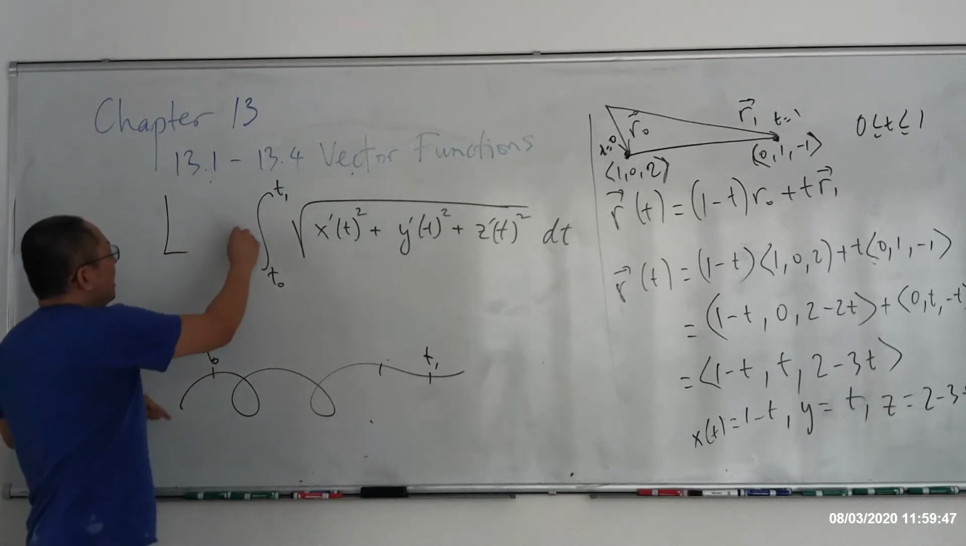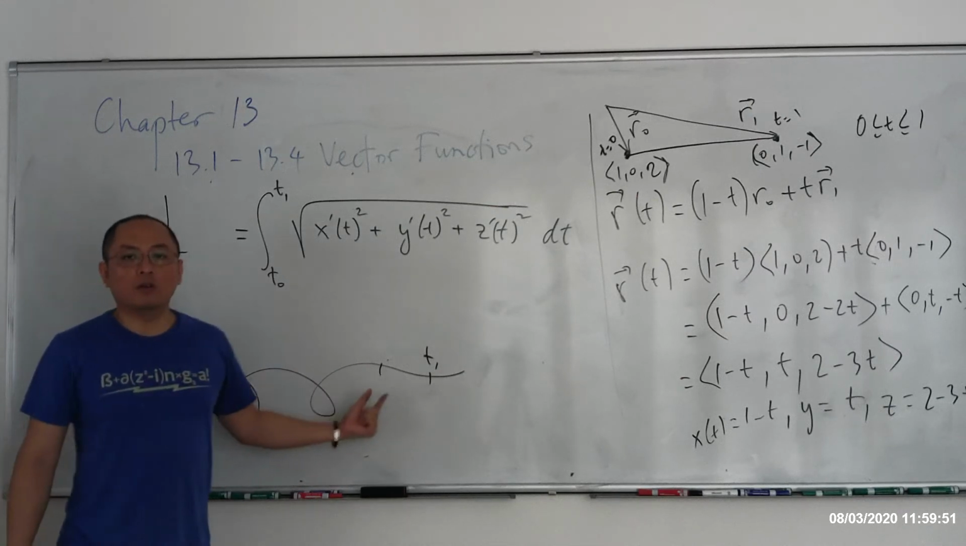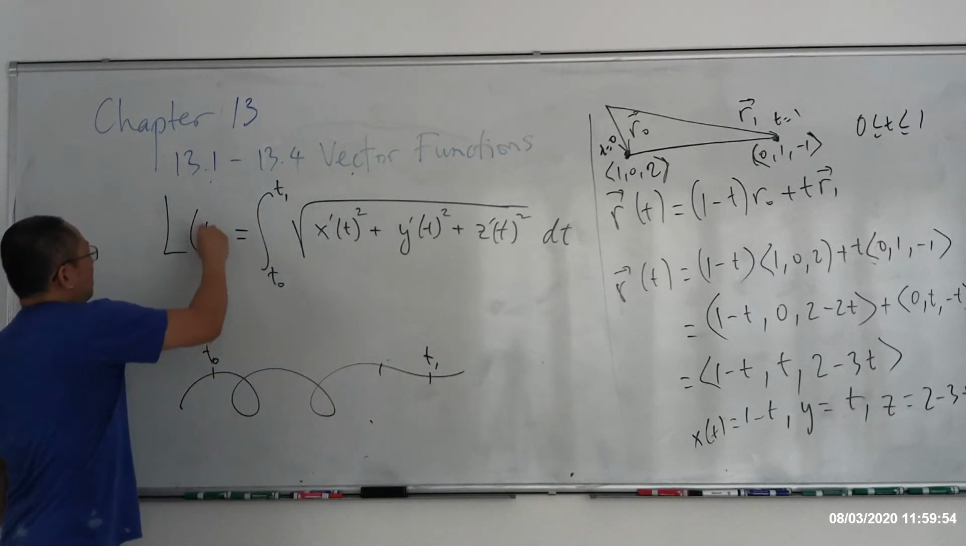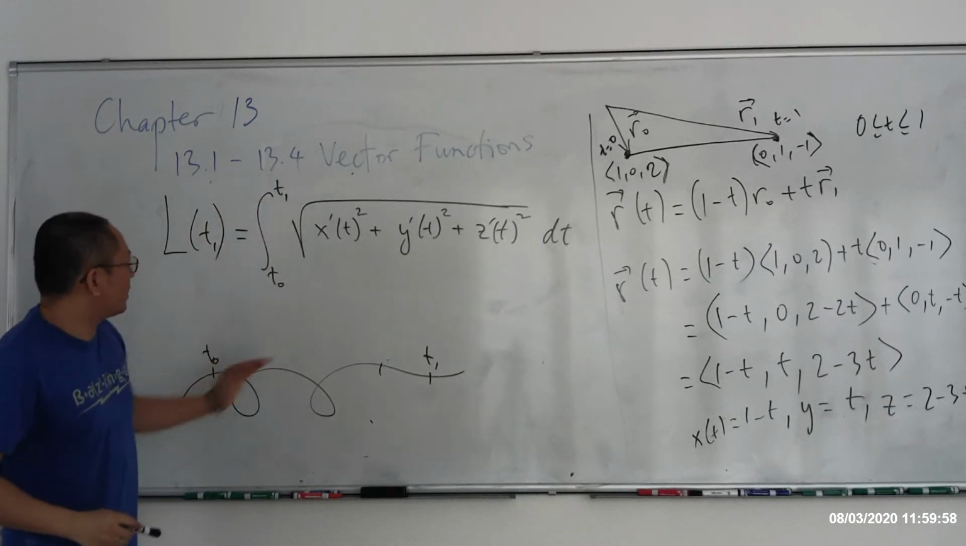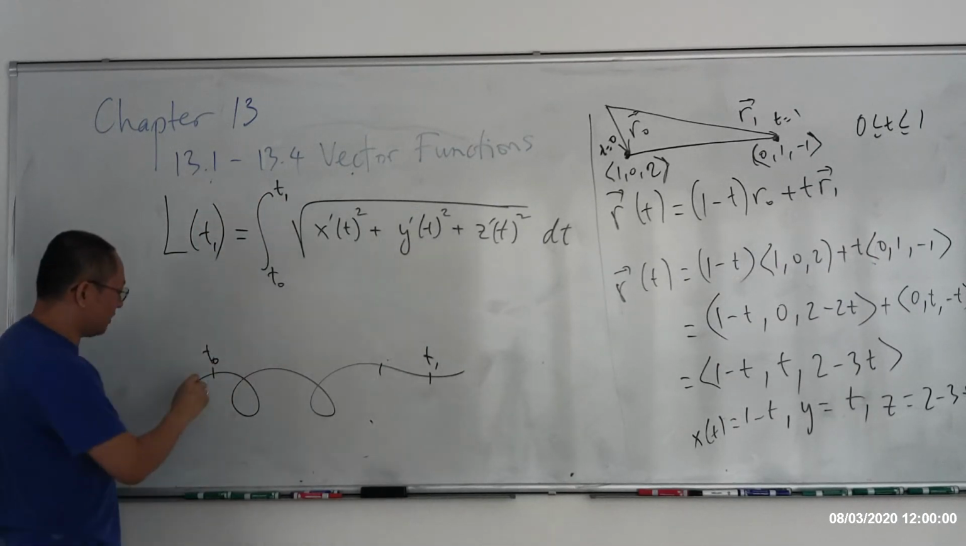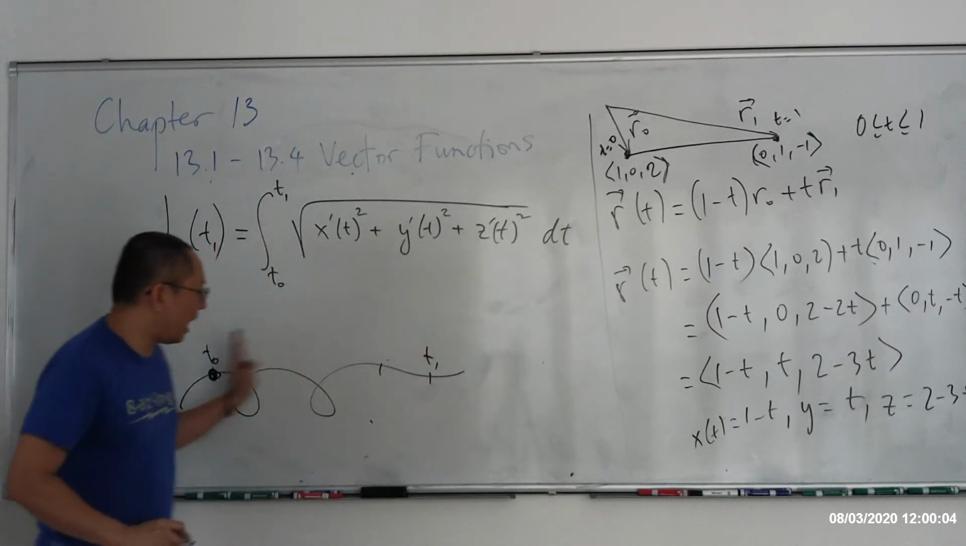Then it turns out that the length is not a fixed number anymore. It depends on the value of t1. You have a new arc length. So this L is now a function of the variable t1. If t1 changes, we fix t0, we fix the initial point, and whenever we change the value of t1, we are going to have a new arc length.